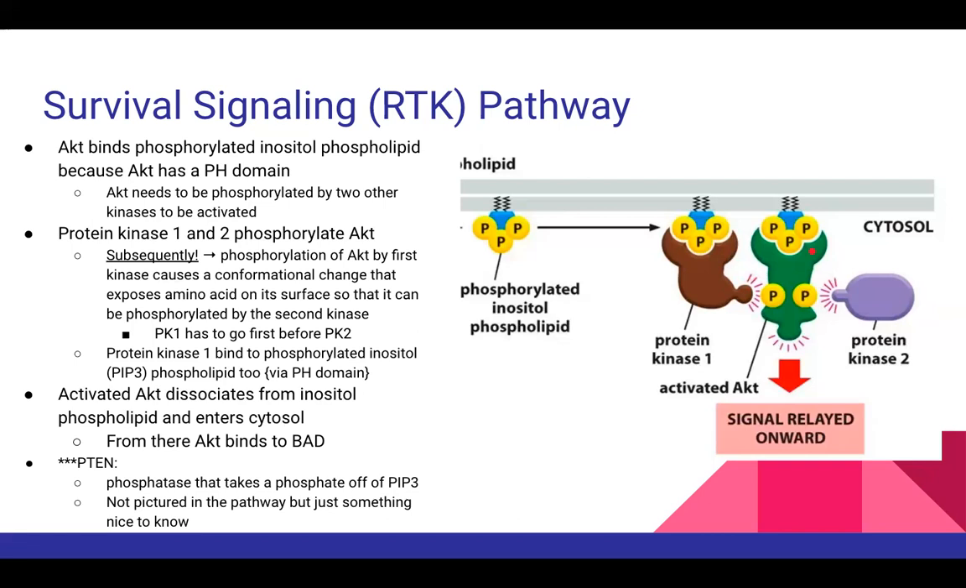And AKT also is bound to an inositol phospholipid. So AKT basically has to be bound to the inositol phospholipid, and the protein kinases have to subsequently phosphorylate it in order for it to become active. Once AKT is active at this point, it will dissociate from the anchored inositol phospholipid and float down to the cytosol to do its job. That is the next part of the pathway.